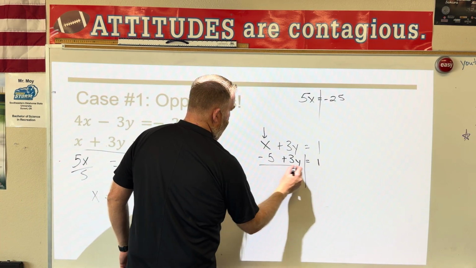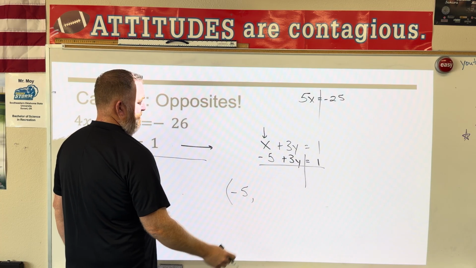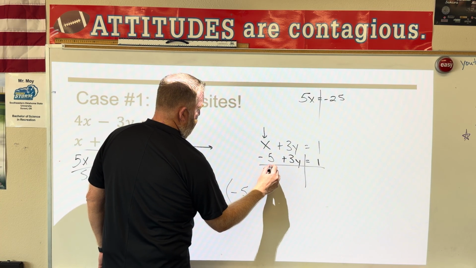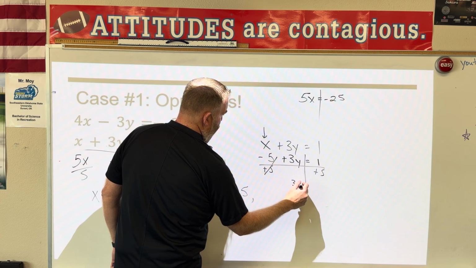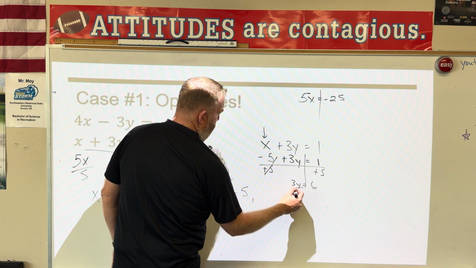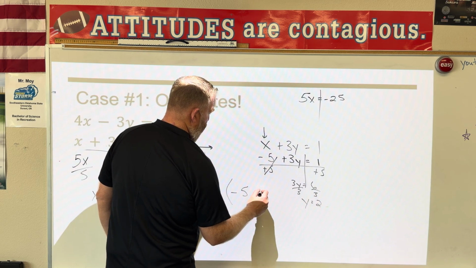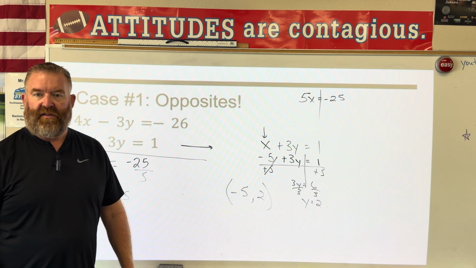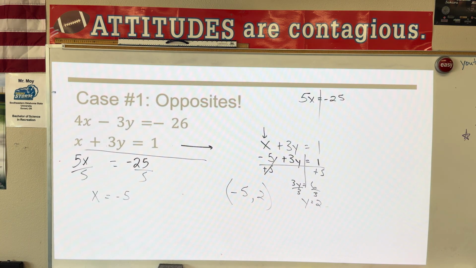Solve that. That's a little 2-step equation, right? So what do I do now? Negative 5, I'm going to add 5 to both sides to cancel it. What's 1 plus 5? So I've got 3y equals 6. We divide by 3. We divide by 3. y equals what? 2. There's my point: x, y. Done. It does not matter which equation you pick, okay?